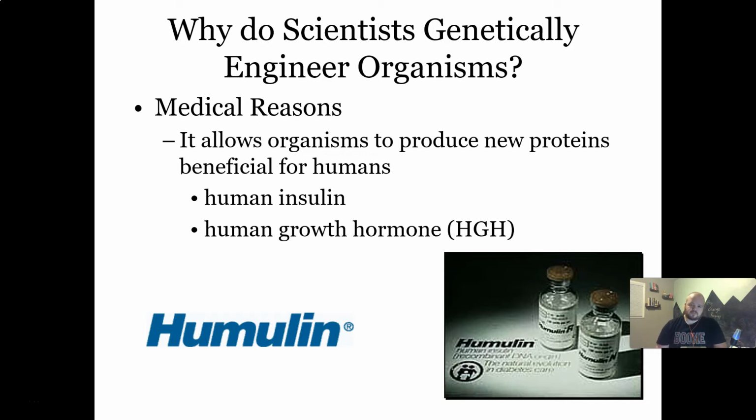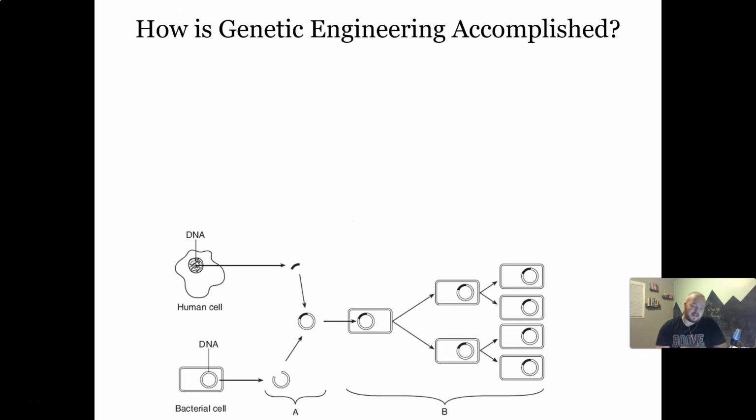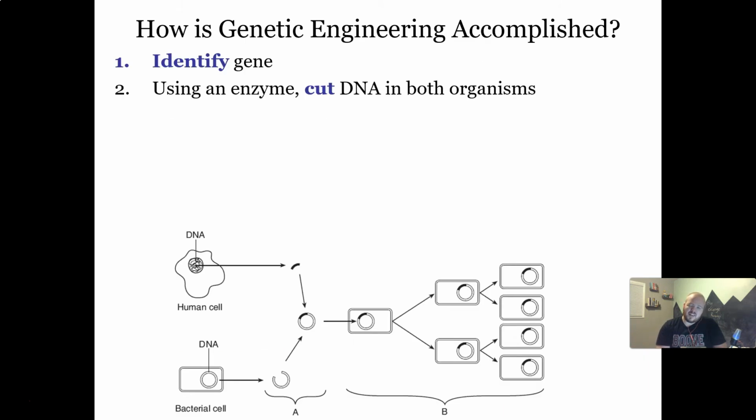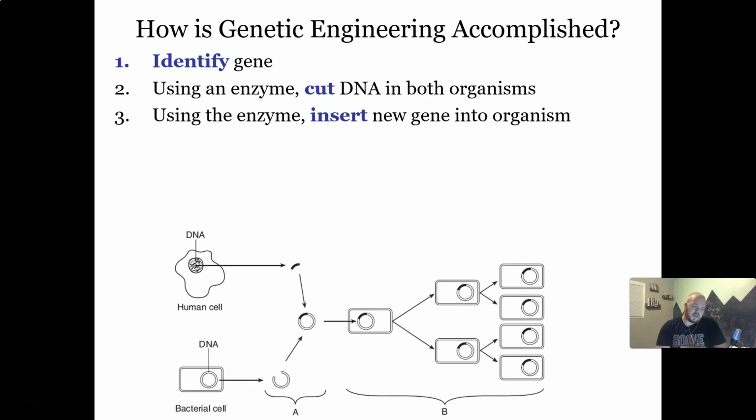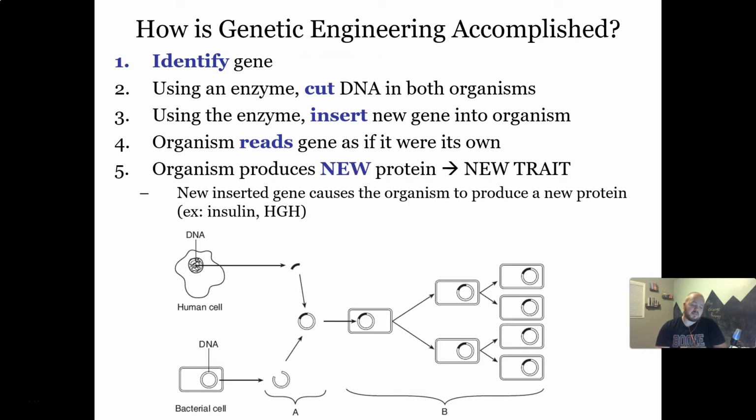So what do they do? Well, they take the gene for insulin, get it out, and implant it into a bacteria. As you see here, you identify the gene, say for insulin, and you cut the DNA in both organisms. Using a special enzyme, you insert the new gene into the organism. The host organism will read the gene as its own and make that protein.